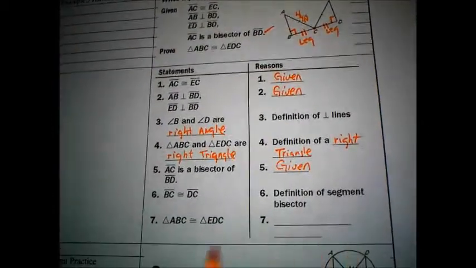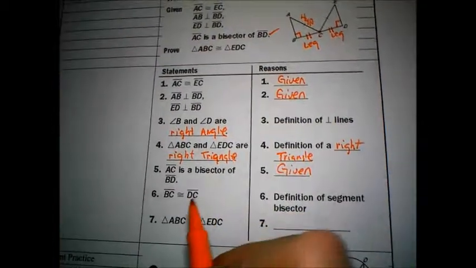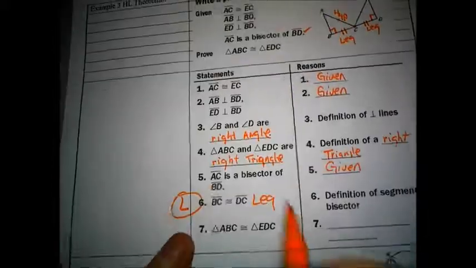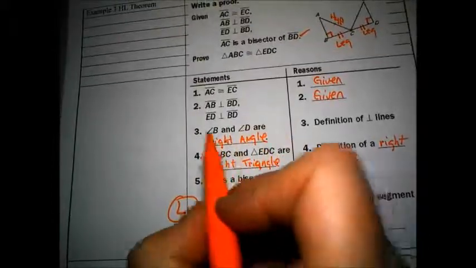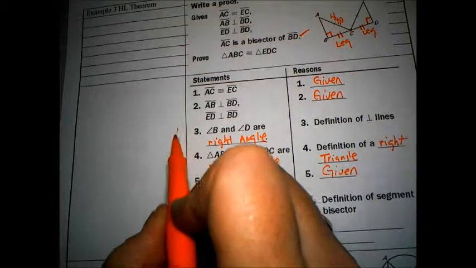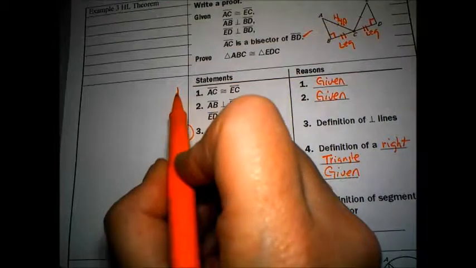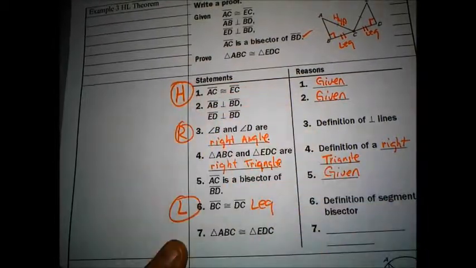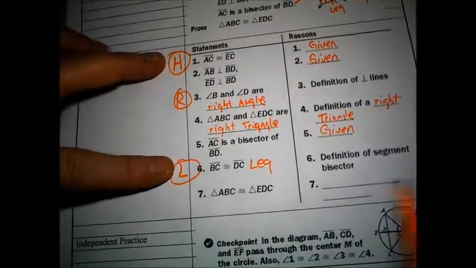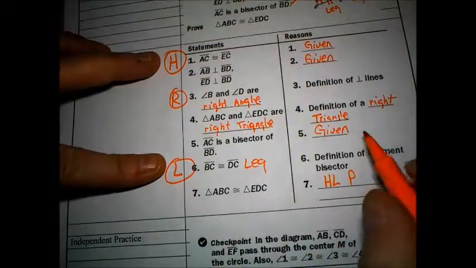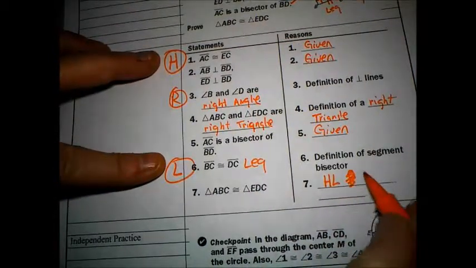So somewhere in here, let me find them. So BC, here's our leg. So there's the L. And then it tells us we have a right angle. Okay, that's our right angle setup. And then up here at the top it tells us you have your hypotenuse the same. So these two triangles are congruent by our HL postulate. Actually, it's a theorem, sorry.